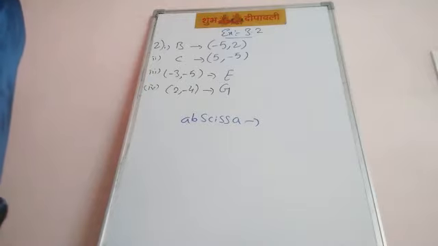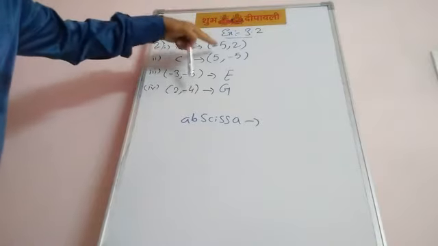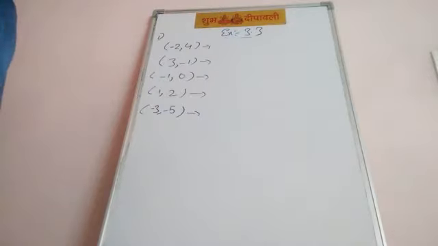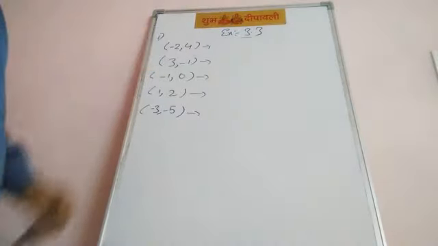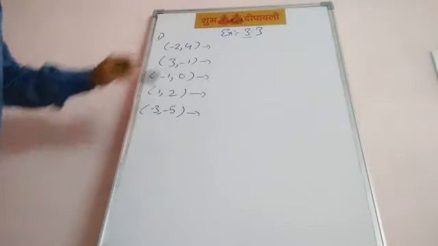Easy. They have asked to find the coordinates of L, M. Same as this, for B we have written its coordinates. Similarly, you need to write the coordinates of L and M. Okay, students. In the next exercise 3.3, what have they asked? In which quadrants do these points lie?